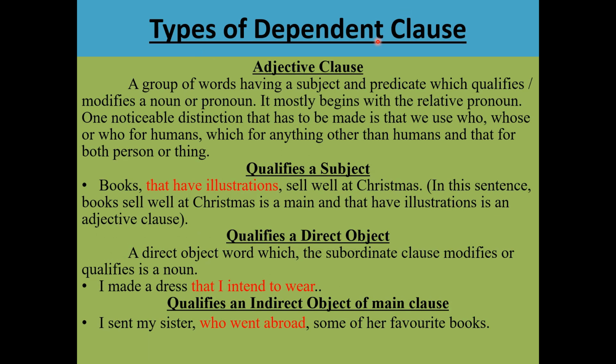Moving on, types of dependent clauses. Adjective clause की हम जरा बात कर लेते हैं. Again, adjective clause will perform the same function like adjective, and that is it is used to qualify a noun or pronoun in any sentence. तो वो किसी noun या pronoun को qualify करते हैं. So adjective clause would be used in order to qualify a subject, qualify a direct object, or qualify an indirect object of main clause.